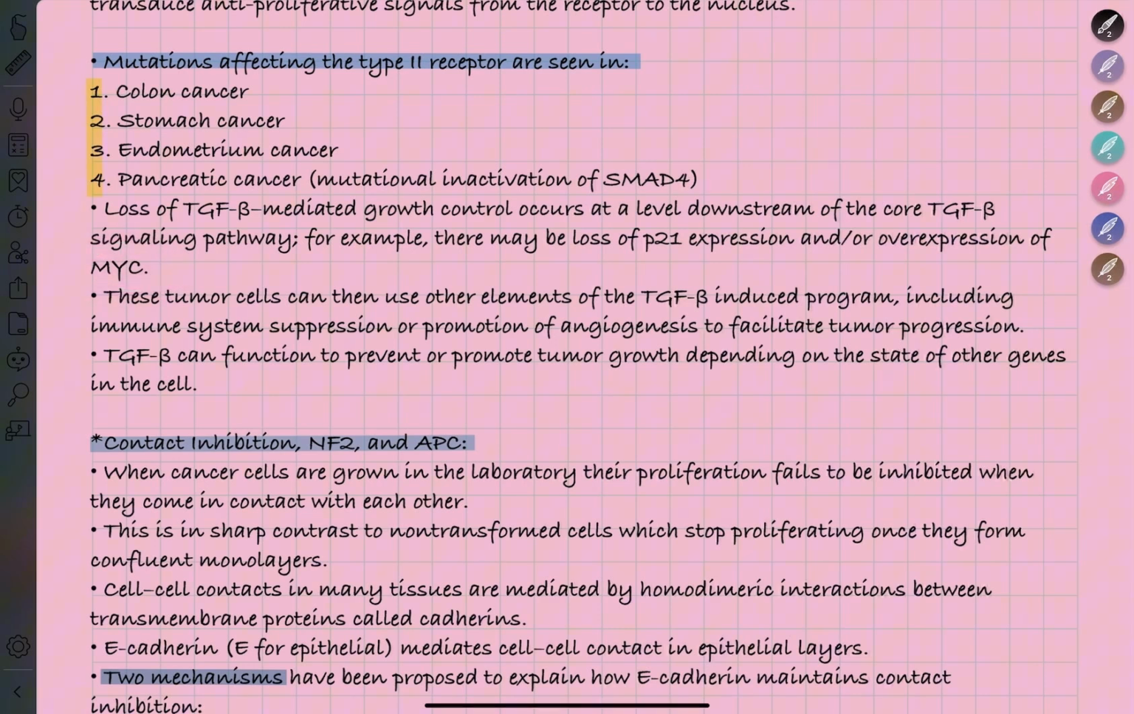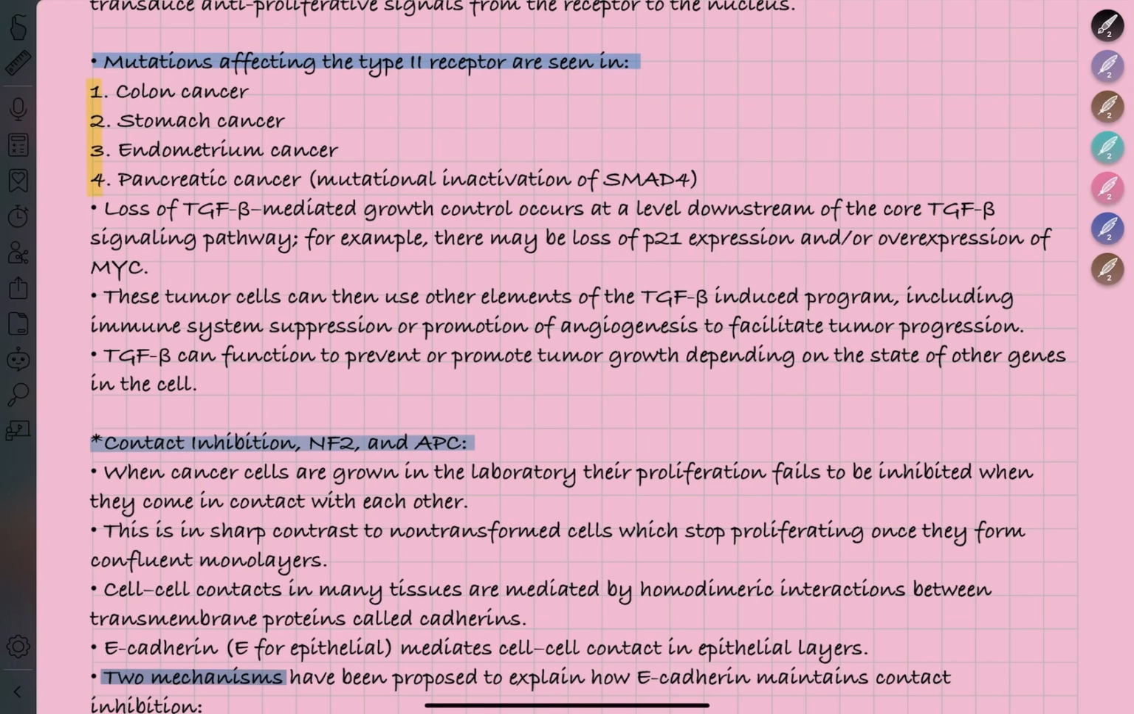Okay, so simply put, a mutation to the transforming growth factor beta, what is it going to cause? It's going to cause the loss of expression of P21. P21 is a CDKI. It's a cyclin-dependent kinase inhibitor. And or overexpression of MYC. MYC is for growth, okay? And proliferation. It's a proliferative gene. When it's overexpressed, there will be unregulated proliferation.